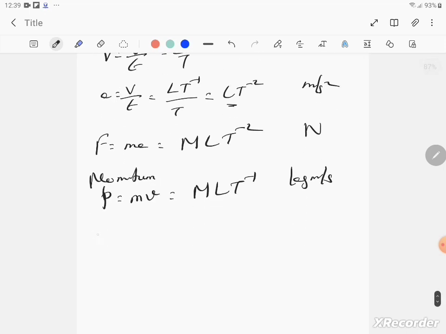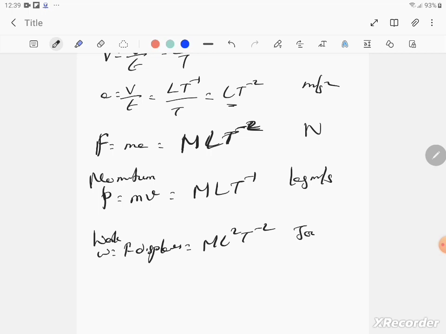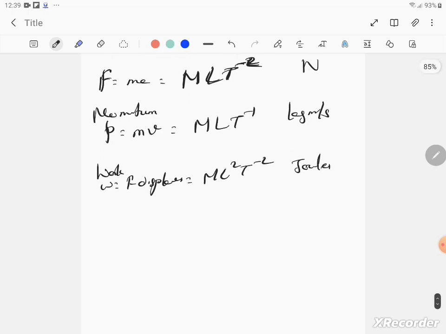Since you wrote force, we can write work done. Work done is force into displacement. Force itself is MLT to the power minus 2 here, and multiplying by displacement L, it will become ML square T to the power minus 2. And the SI unit of work done is joules. Then it's about power. Power is the rate at which work is done.